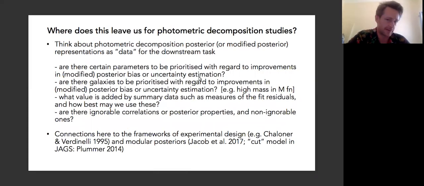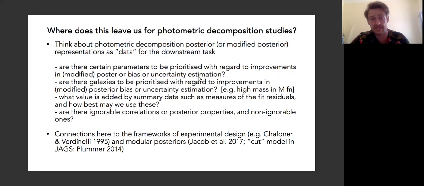And so the way I think about this is that it makes sense to look at our photometric decomposition posteriors, or under modification, some kind of modified posterior object, like basically all the summary data that we make about these decompositions and their parameters themselves. We should think about them as data for the downstream inference task. So there may be certain parameters which should be prioritized with regards to improvements. For example, if we're looking at the disk luminosity-size relationship, we may really not care about the bulges, or whether the bulge includes the bar or not, as long as that's not causing a big problem with our disk sizes. It might be fine to completely ignore it, and we could even try to focus on making sure that the disk size estimates are protected against the misspecification.